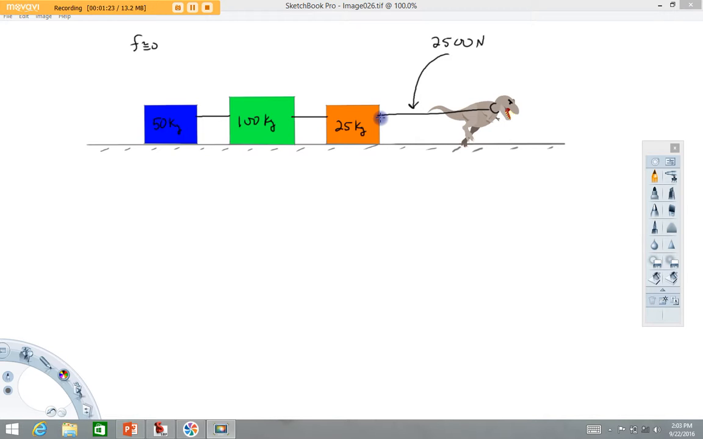Now, when you apply Newton's second law, it's very important that you very clearly define your system. There are several different systems I can define here, and let me go through some examples. Let us say that I define this as my system.